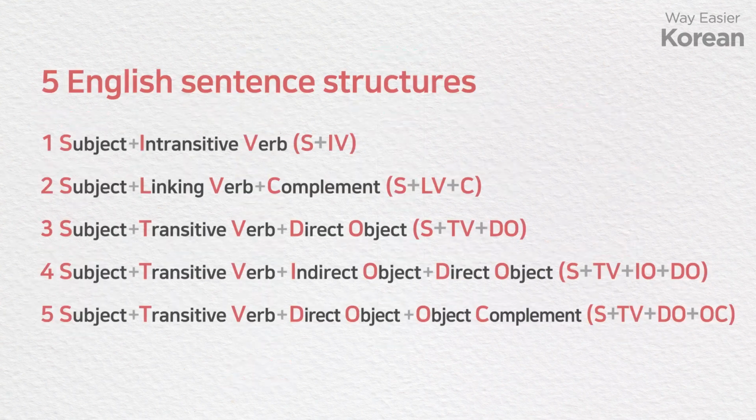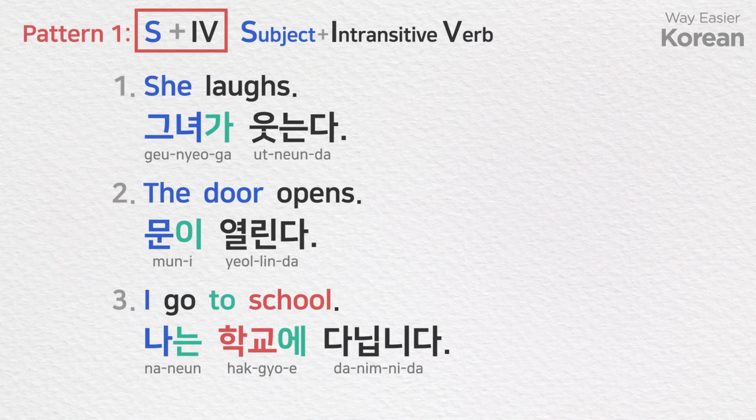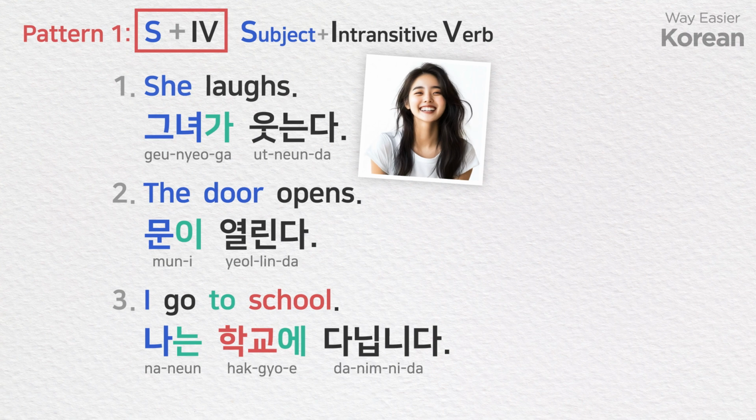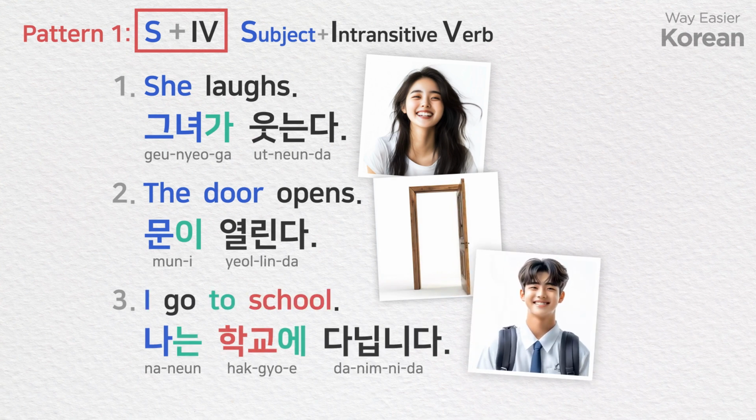Now, let's learn the 5 sentence structures of English that you all know in Korean. The first basic sentence pattern in English includes just a subject and an intransitive verb. Intransitive verbs do not need a direct object. Let's practice the sentences in the first pattern in Korean. She laughs. 그녀가 웃는다. The door opens. 문이 열린다. I go to school. 나는 학교에 다닙니다.